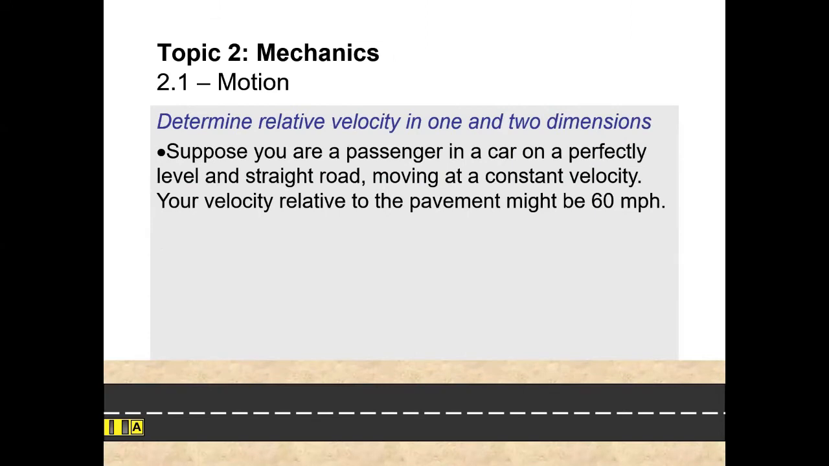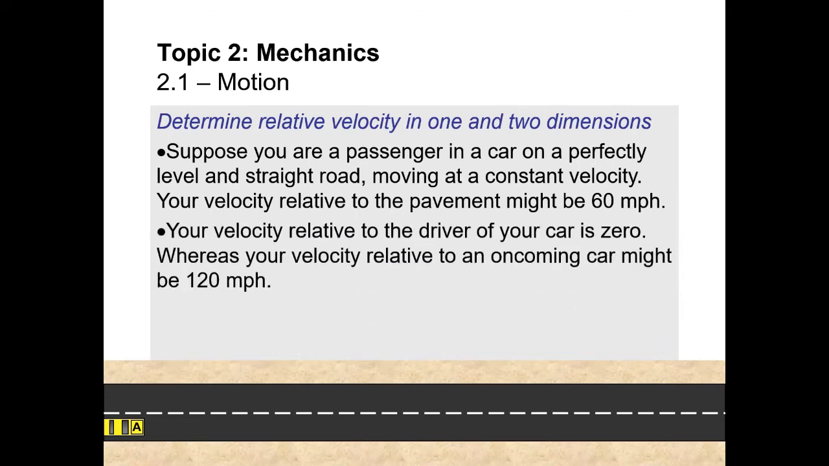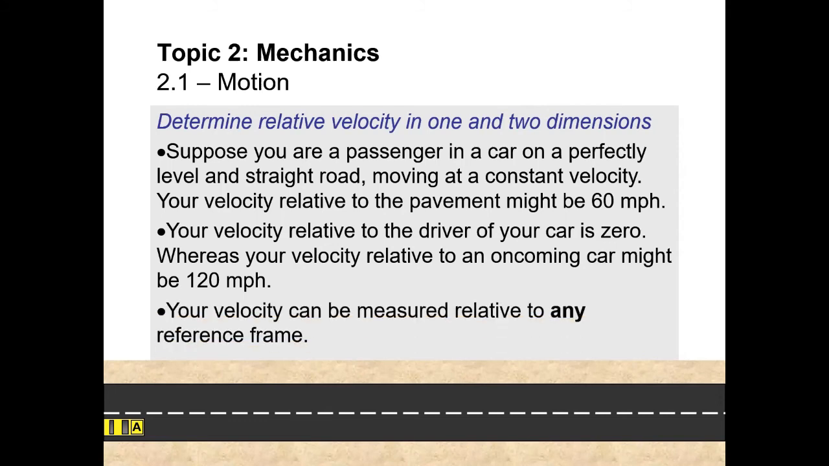Suppose you are a passenger in a car on a perfectly level and straight road, moving at a constant velocity. Your velocity relative to the pavement might be 60 miles per hour. Your velocity relative to the driver of your car is 0, whereas your velocity relative to an oncoming car might be 120 miles per hour. Your velocity can be measured relative to any reference frame.